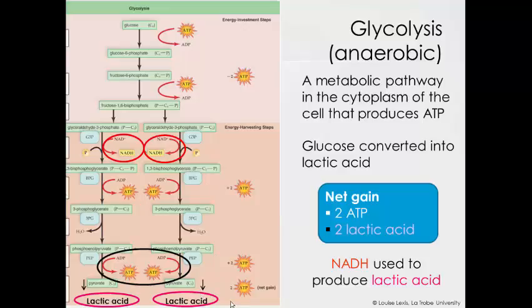So to summarise, glycolysis is an anaerobic pathway, so it occurs in the cytoplasm of the muscle cell. Remember, our focus here is on exercise and muscle contraction and energy use. The net gain for the cell is 2 ATP and 2 lactic acid molecules.